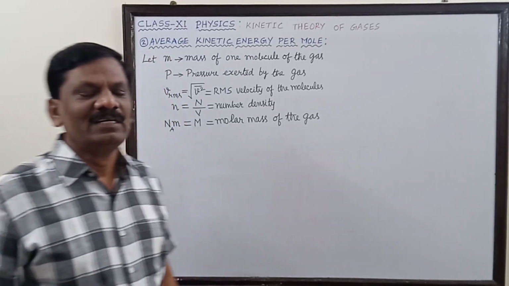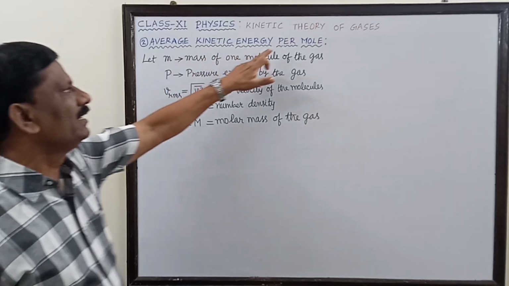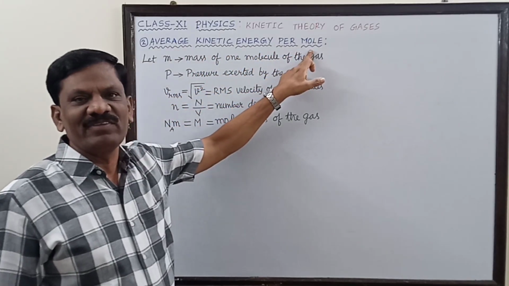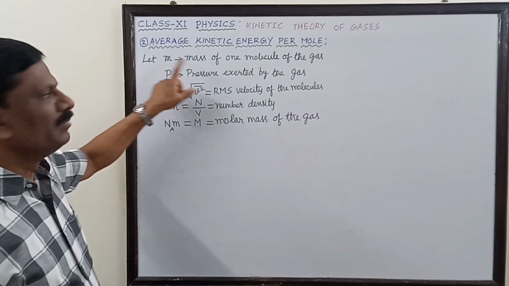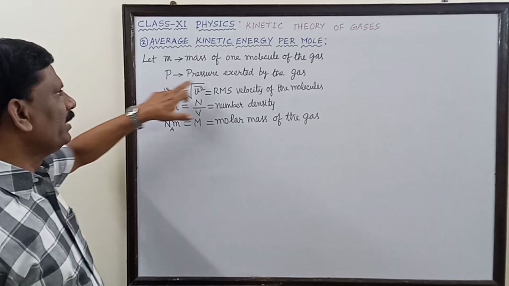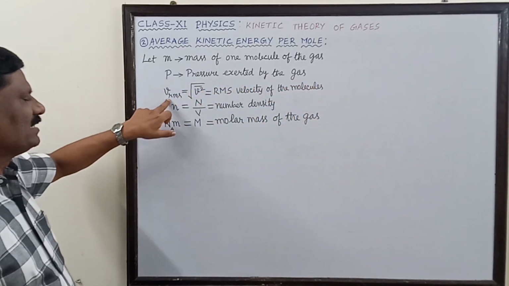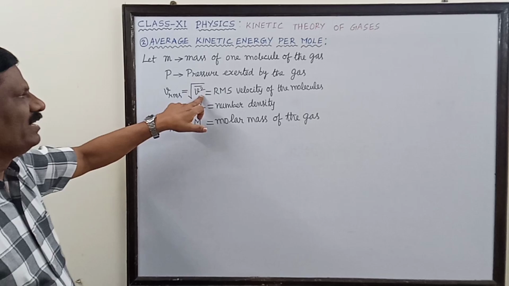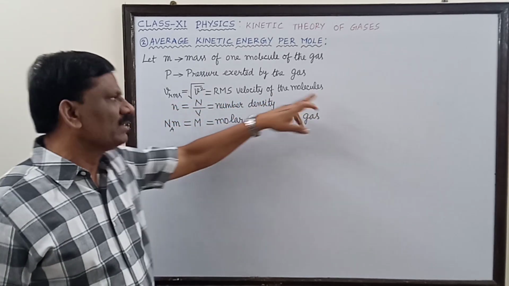Hi students, now we are going to derive the expression for the average kinetic energy per mole of a gas. For that, let us assume small m is the mass of one molecule of the gas. Then P is the pressure exerted by the gas, and Vrms is the square root of V square average, that is the RMS velocity of the molecules.